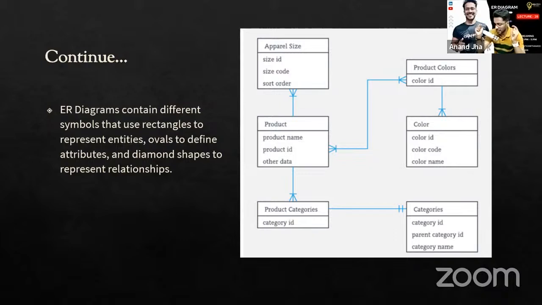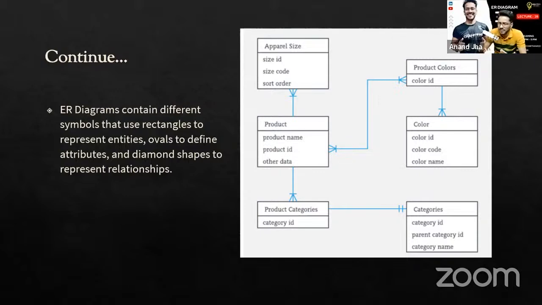Now, this arrow, in the previous class on Monday, I was telling you I'll explain this arrow. This arrow is very, very important, and the bifurcation, the three arrows pointing from the end, is also very important. Like in this example, we can see apparel size, product colors, color, product category, and how this entire table is interlinked between each other.